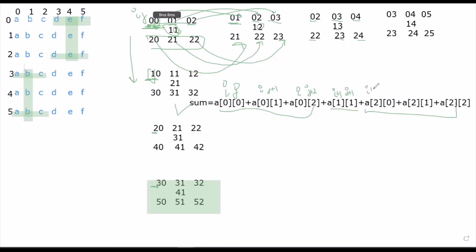I plus 2, j, and i plus 2, j plus 1, and i plus 2, j plus 2. So if we write indexing in a general form, then this will be the indexing. So what we have to do is vary the value of i and j.